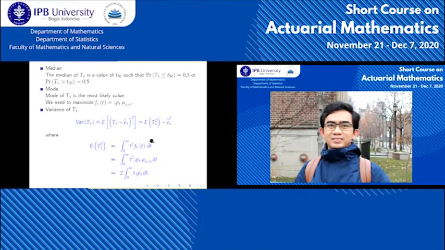And how to get the second moment of Tx? The second moment of Tx by its definition is the integral from 0 to infinity, where 0 to infinity is the domain of Tx, of t squared times the probability density function. And we also can use integration by parts to simplify this integration.